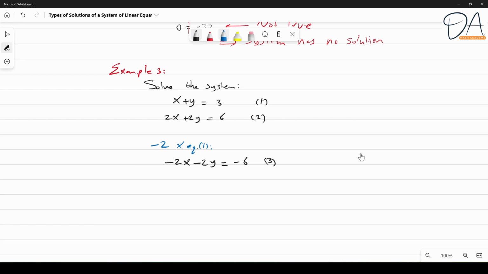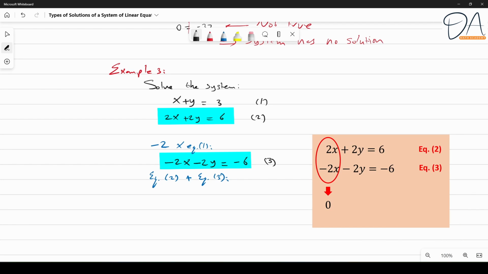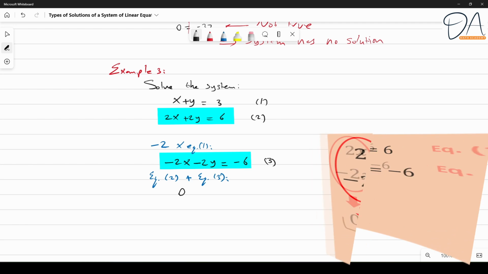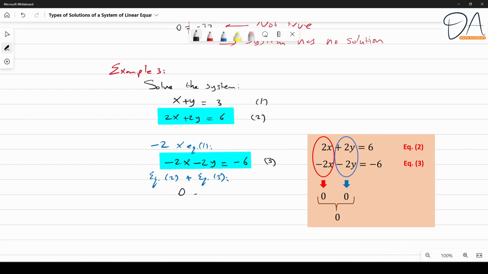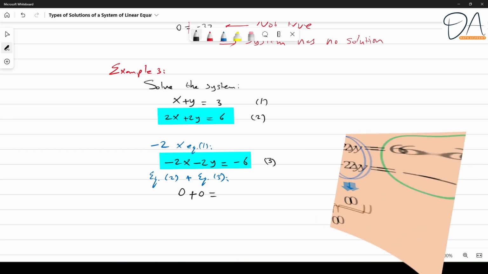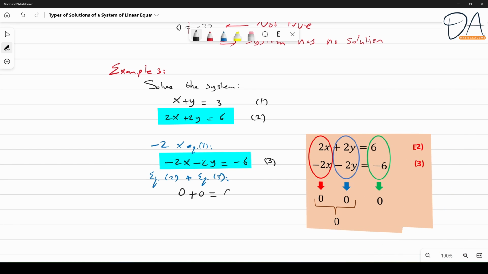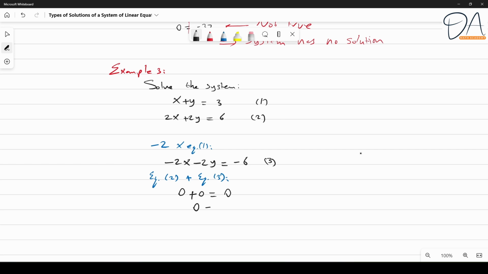So now we need to add equation 2 plus equation 3. When we do that, 2x plus minus 2x gives us 0. 2y plus minus 2y also gives us 0. And then 6 plus minus 6 gives us 0. 0 plus 0 is 0 equal to 0. Now looking at this equation, this is always true. 0 will always be equal to 0. So this is always true, which means that the system has infinitely many solutions, an infinite number of solutions.